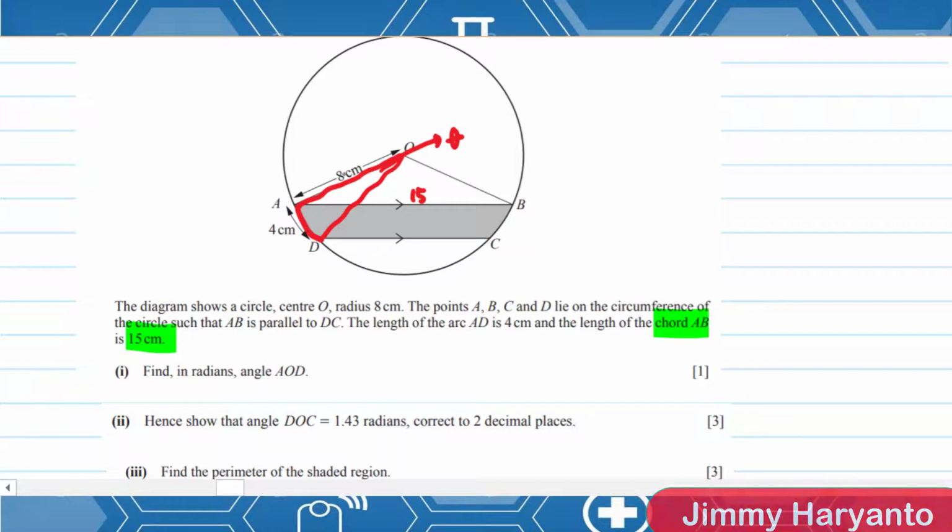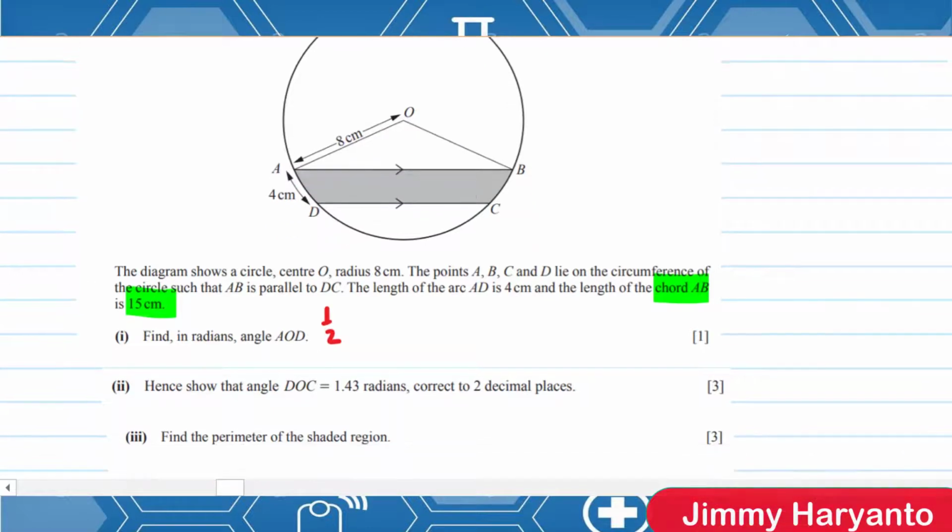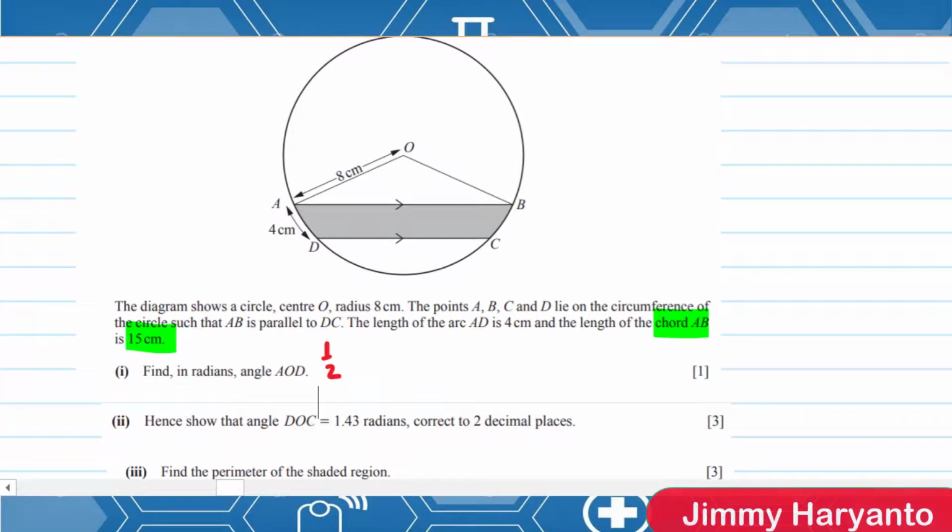We have the arc length, and then we have the radius. It will be S equals theta times R. The S is 4. Theta we don't know yet. The radius is 8, so the theta will be 4 over 8 equals half radian. And then the next is we have to find the angle of DOC.